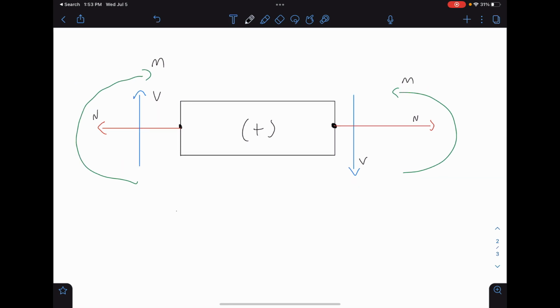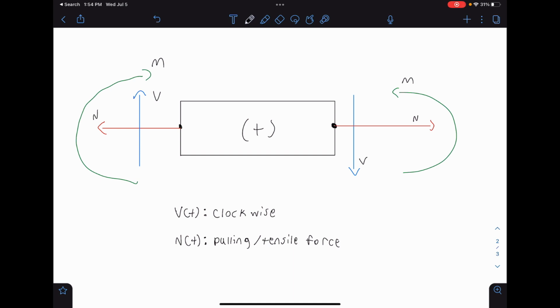Well, when shear force is positive, so I'm going to put, when V is positive, it's acting clockwise. And then we have our normal force here. When our normal force is positive, it's acting as a tension force, a tensile force. It's pulling the beam. So pulling/tensile force.